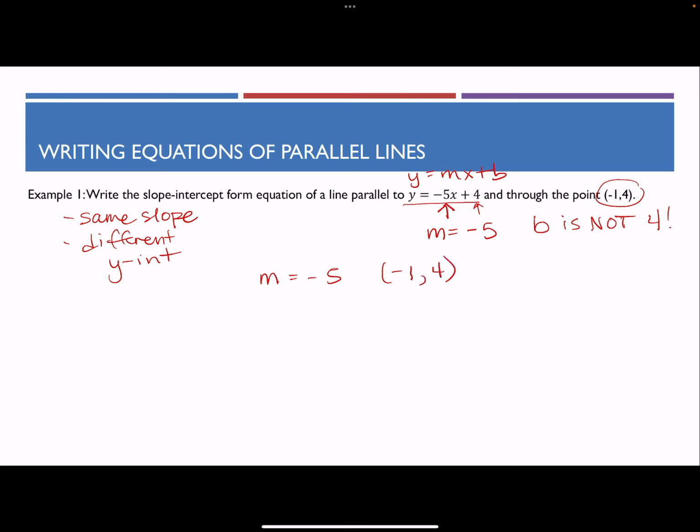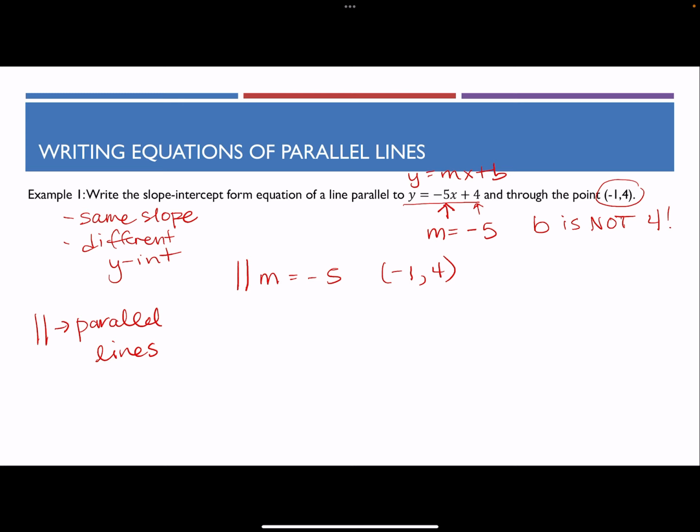I also want to quickly show you a symbol that you should know. When you see this symbol, which looks like two straight lines up and down, that means parallel lines. So here I wrote that the parallel slope is -5.